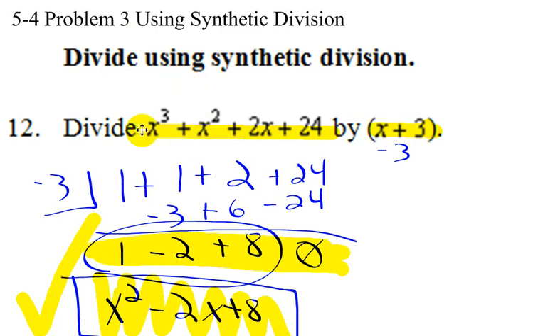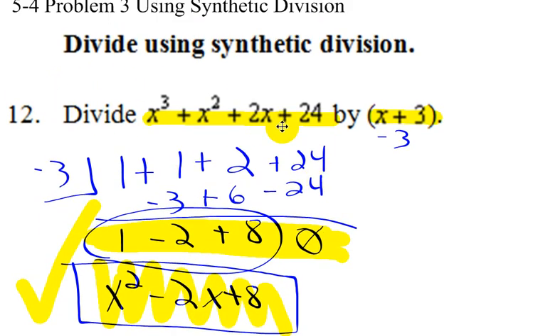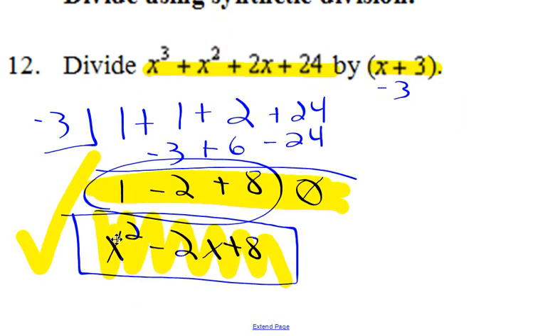Divide using synthetic division. I'm not going to go into the detail because we all did posters on these. You're experts now. So when you do, you get x squared minus 2x plus 8.